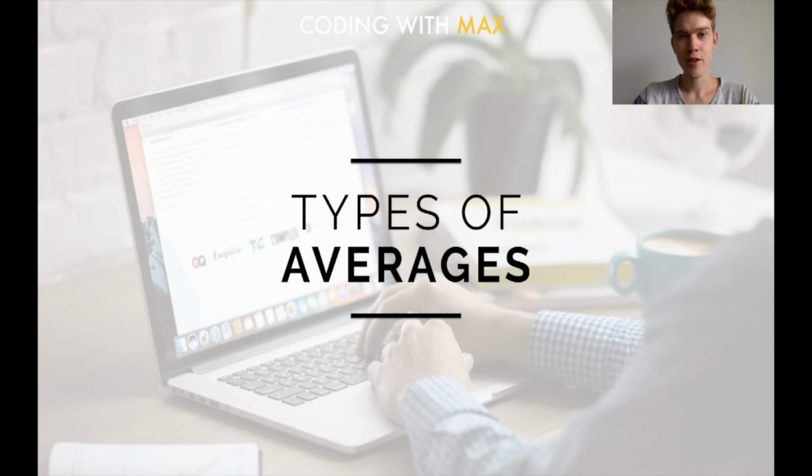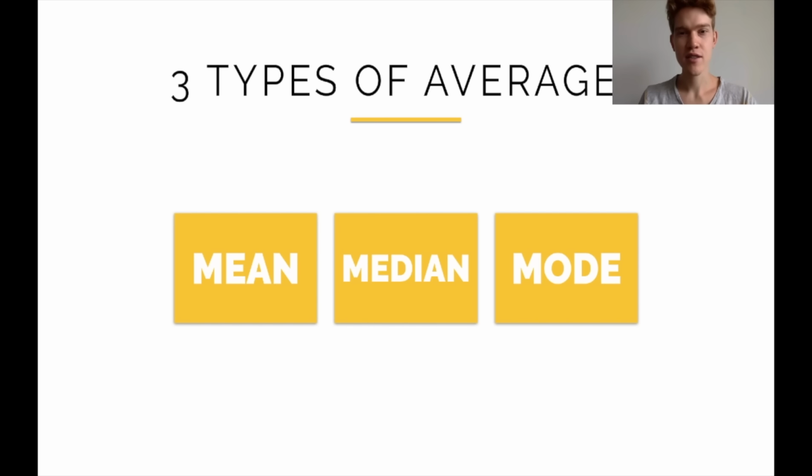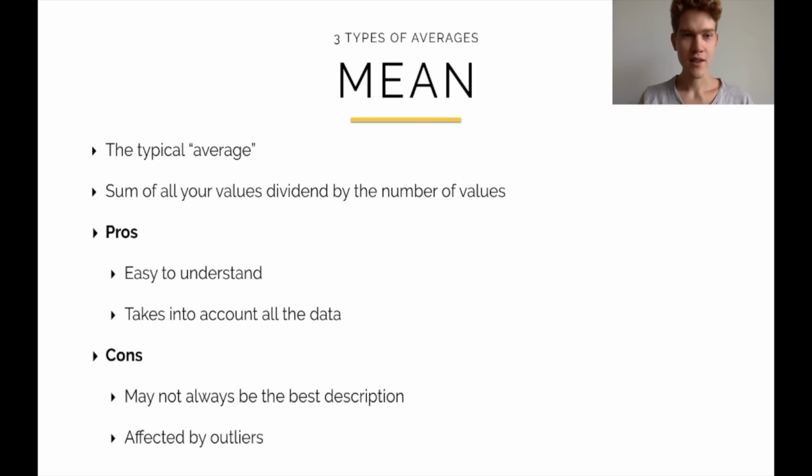In this tutorial, we're going to talk about the different types of averages. Now, we're going to see the 3 different types of averages, which is the mean, the median, and the mode. All right, let's get started. So we'll start off with the mean.